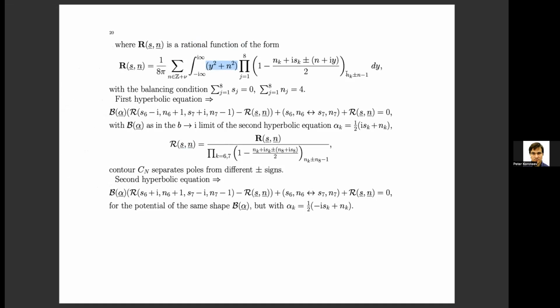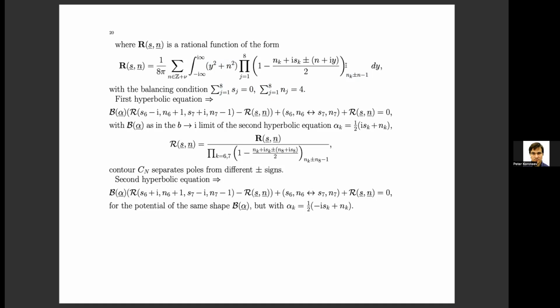The important thing is that you see these Pochhammer symbols have either positive or negative values, which means that sometimes they sit in the numerator, sometimes in the denominator. And the balancing condition, again, is split into two pieces. So you have now the balancing condition of this form.